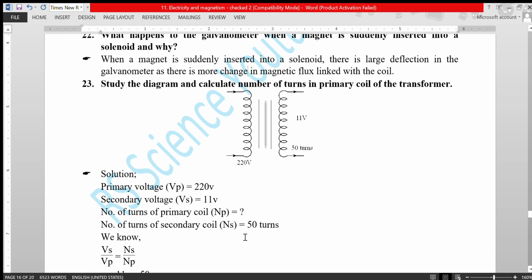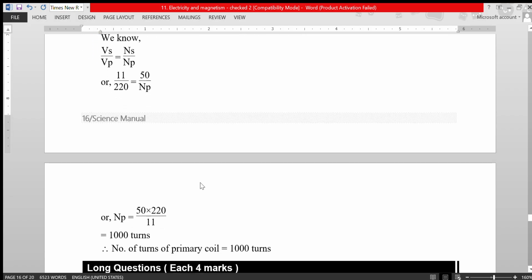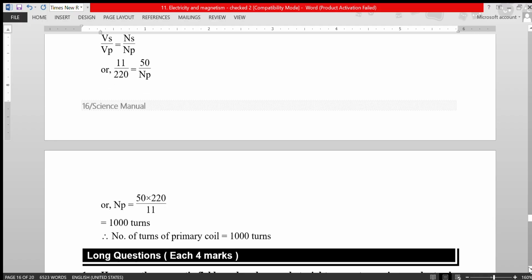The number of turns in the secondary coil is 50 turns, and we apply the formula Vs by Vp equal to Ns by Np, and we get the answer. For this Np, cross multiply, this goes this side, 11 comes down, 220 goes this side, 1000 turns. It comes as the answer.